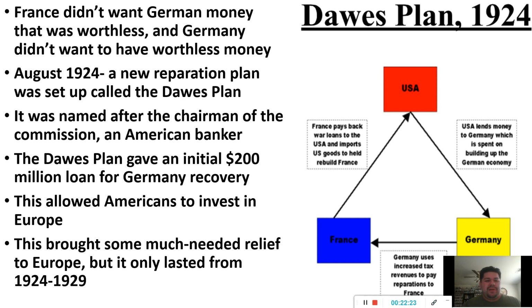Okay, and the thing is, the Germans didn't want to have worthless money. It was basically like drawing paper, or something you can wipe your nose with. So what happened is in August 1924, a new reparation plan was set up, and it was called the Dawes Plan. Now, it was named after the chairman of the commission to find a solution to this problem, and the dude was an American banker, believe it or not.